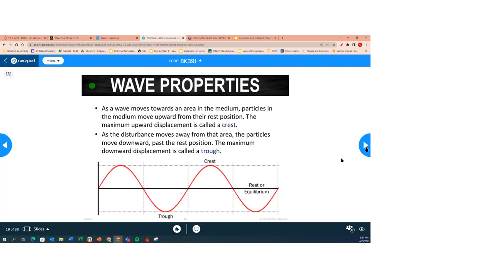Okay, so these are how we label these. Again, if it's a longitudinal wave, we talk about different parts. As the wave moves through an area of a medium, particles in the medium move upward from the rest position. The maximum displacement is called the crest. So the height is the crest.